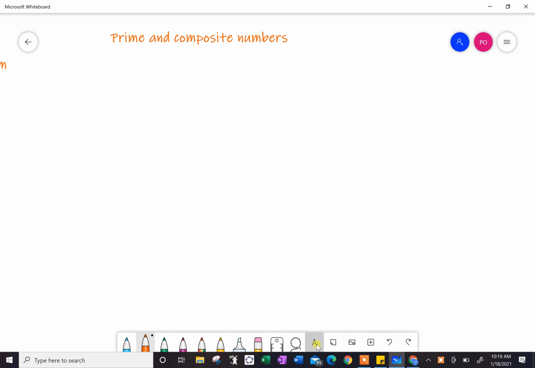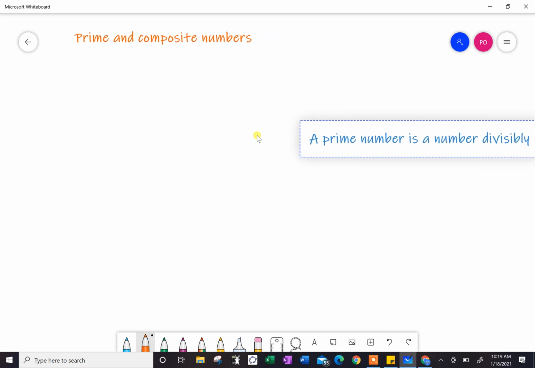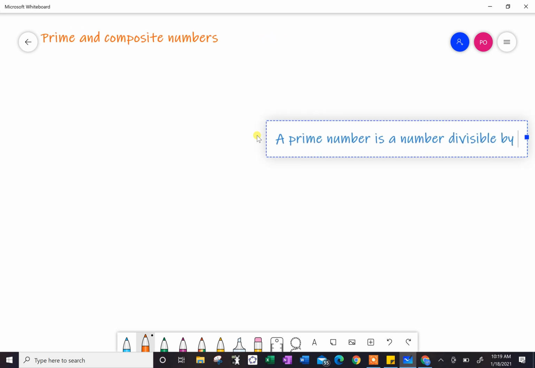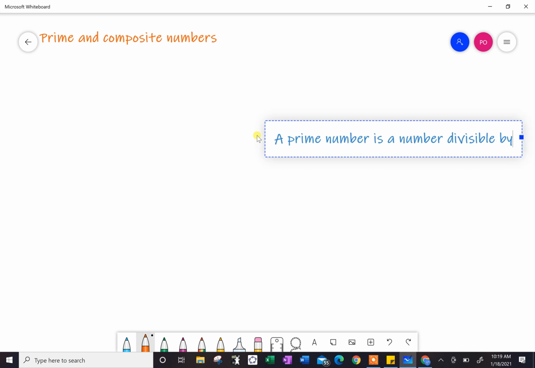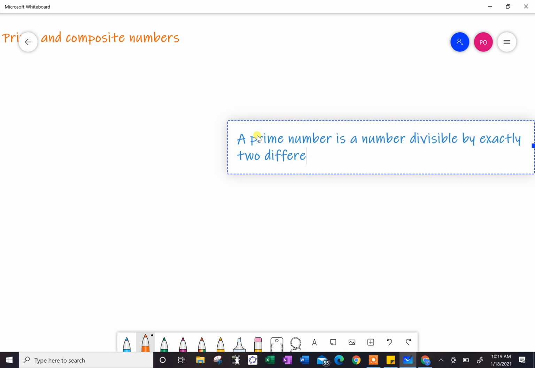Let me rephrase that. A prime number is a number divisible by exactly 2 different numbers, namely 1 and itself. And I bring that up because 1 is not prime, all right?